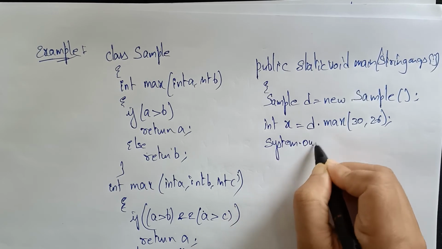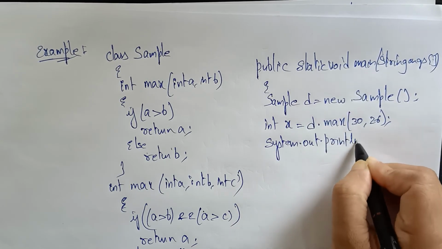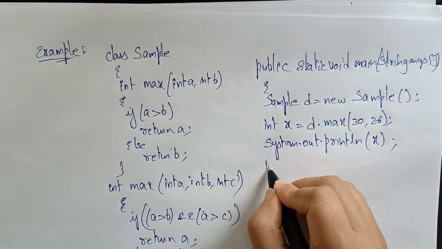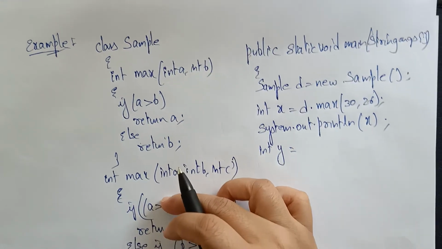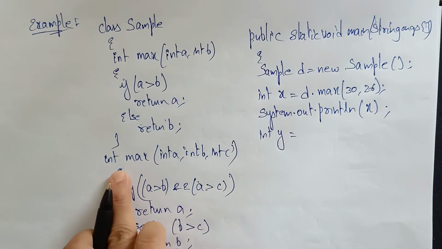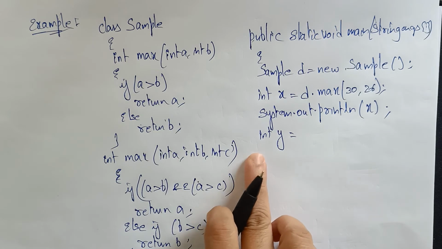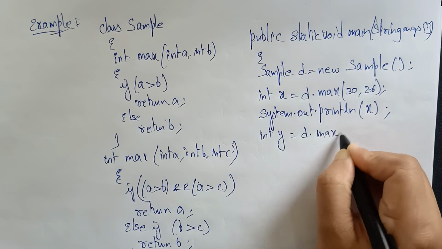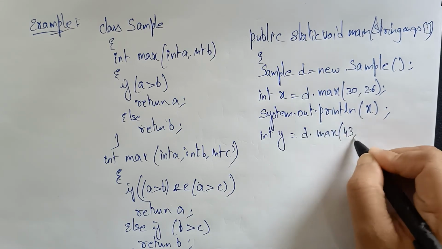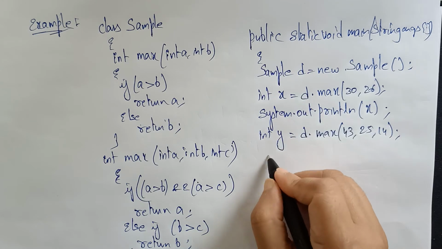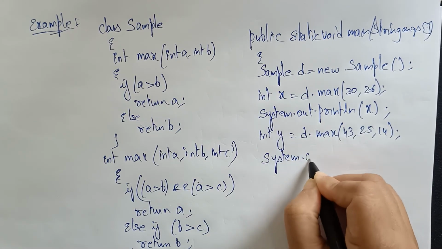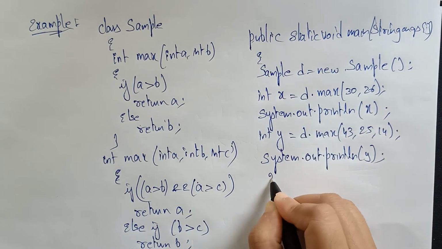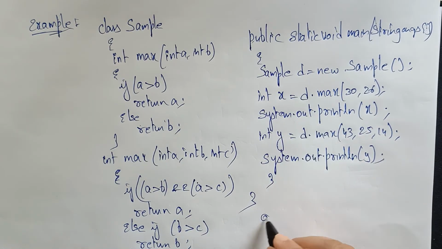System.out.println. What value do you have to print? The x value. Okay, and take another variable, int y, and now call the other method. Here the return type is int, so the return value is also int: y = d.max, giving the three arguments 43, 25, 14. Then print the y value, println(y). Okay, close the class. So then what will be the output here?